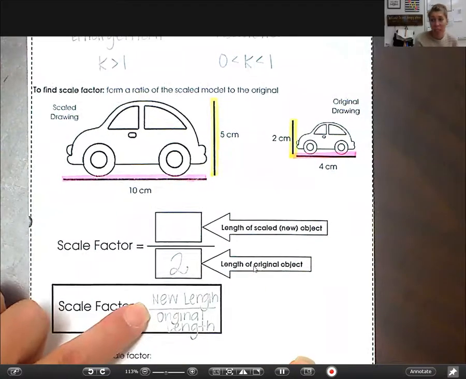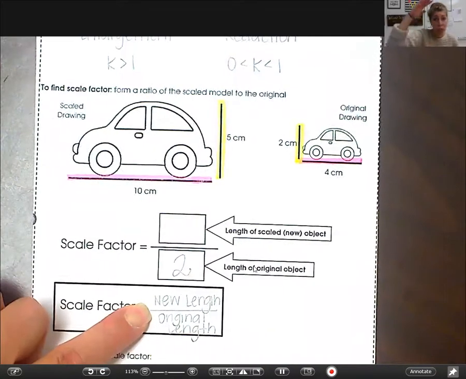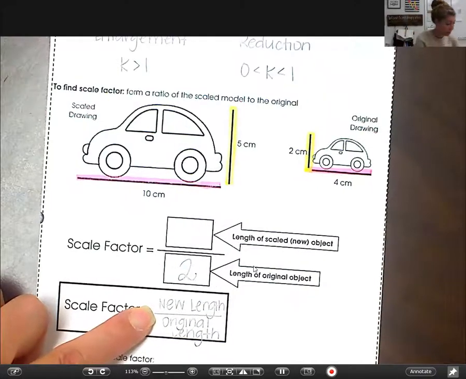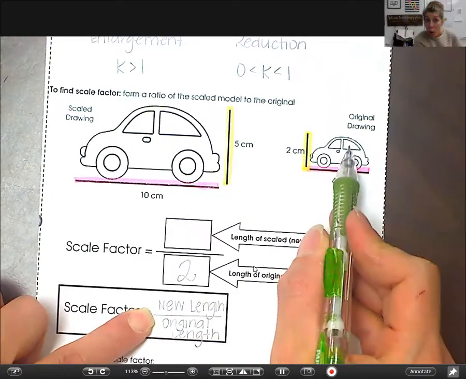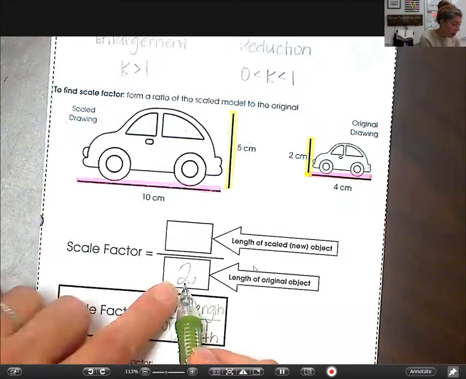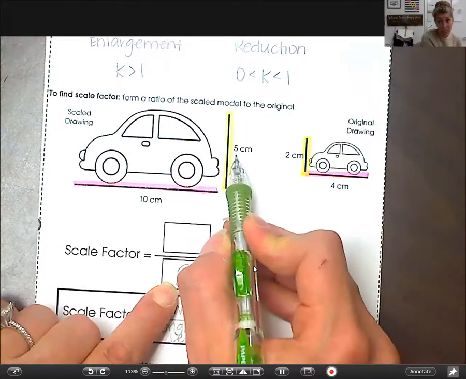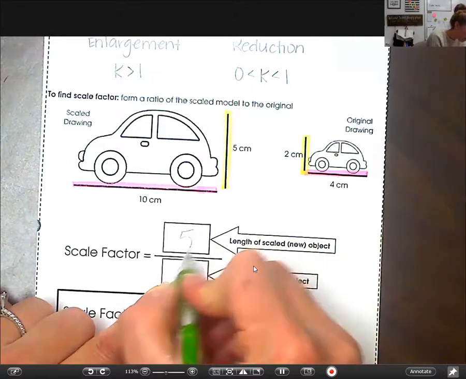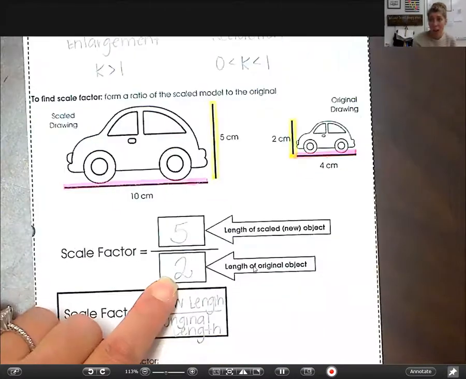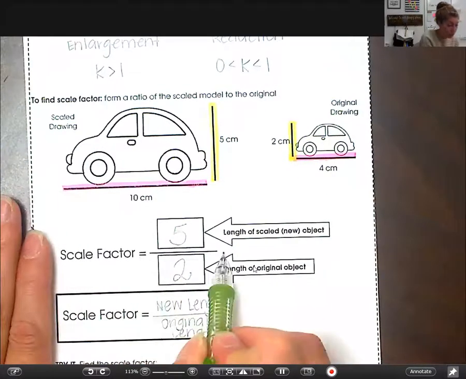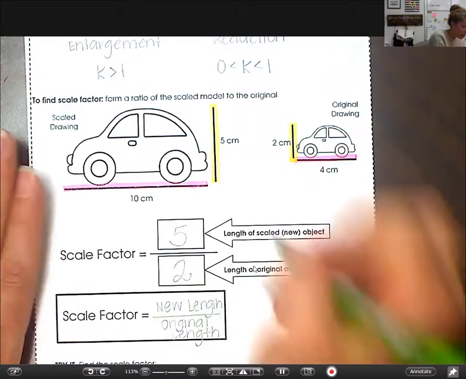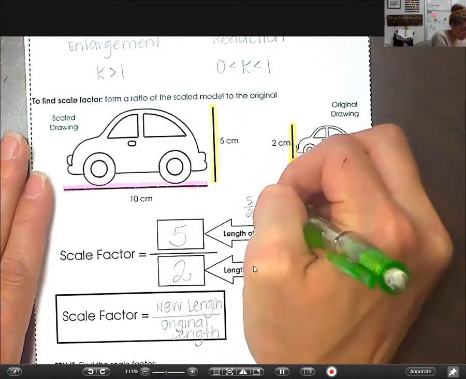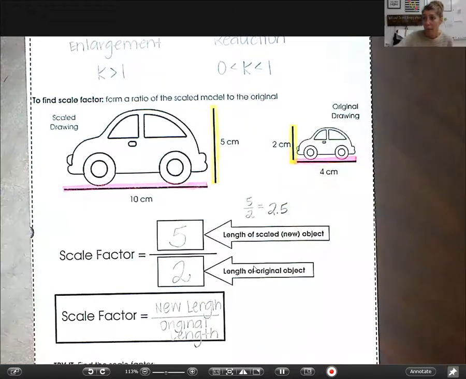In fact, my advanced class, when they saw new over original, they saw the word no. Think no, N-O, new over original, okay? So I've got my O, my original, and then I need to grab its corresponding side on the new version or scaled copy, and I'll plug that number in as well. 5 over 2. Now 5 halves reduces to 2.5. Okay.